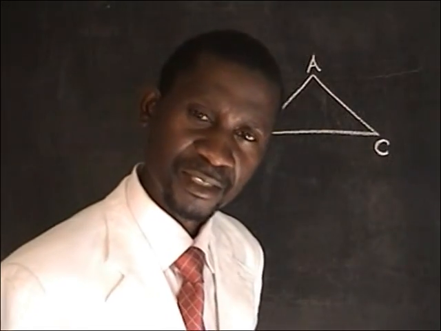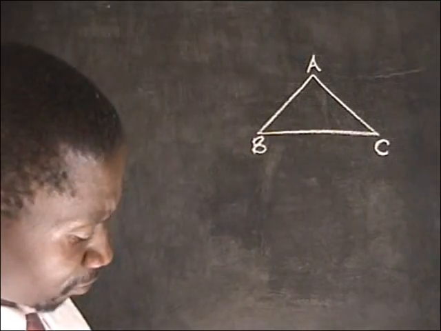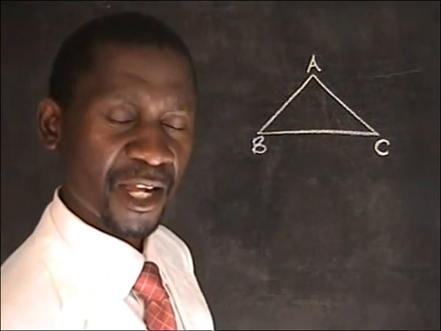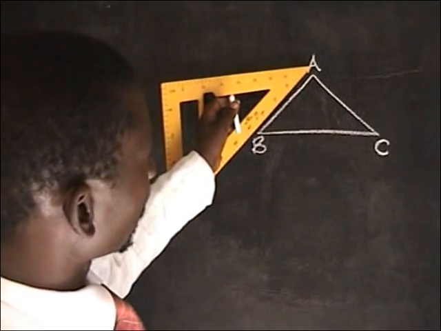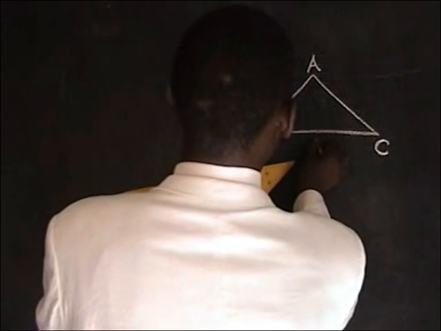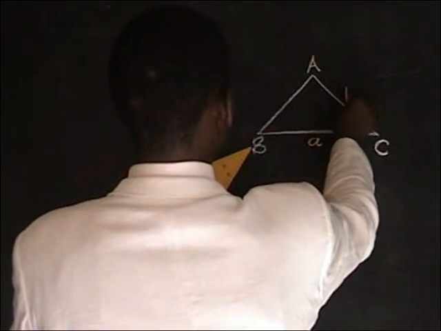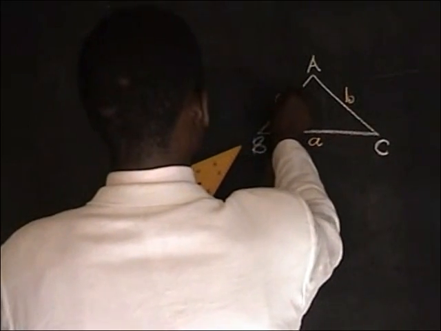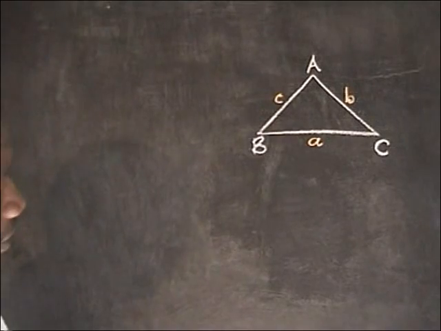I have marked the triangle using the capital letters, and again it's possible to mark the triangle using small letters. So if you observe very carefully, there is angle A there, opposite to angle A down there, you should have a small letter a. And this is B, opposite B you should have a small letter b, and opposite C you should have a small letter c. I'm sure that is clear.